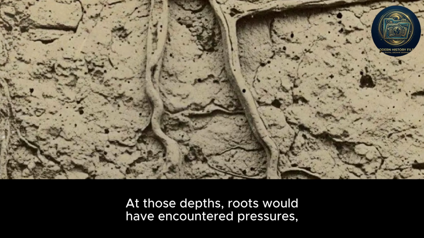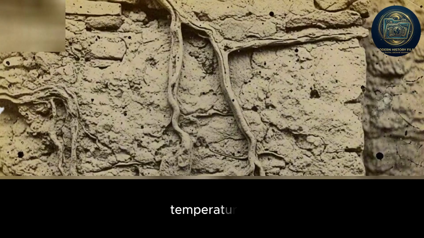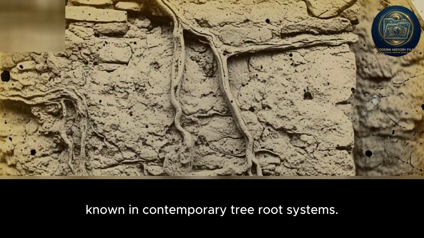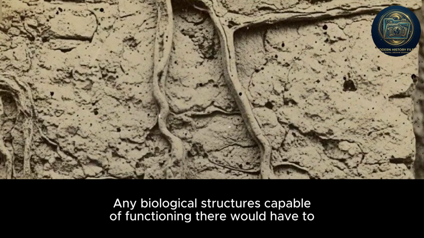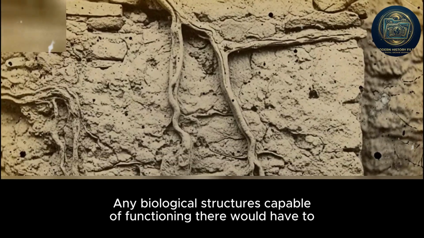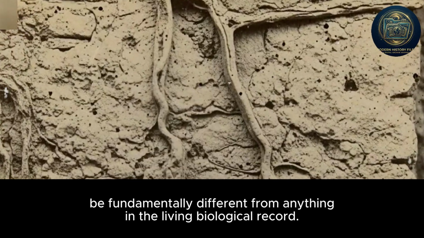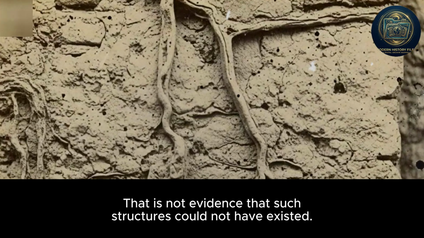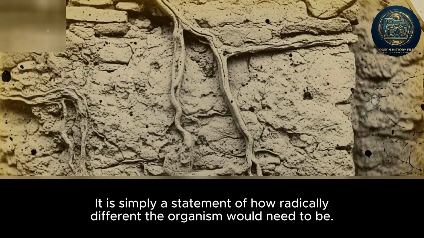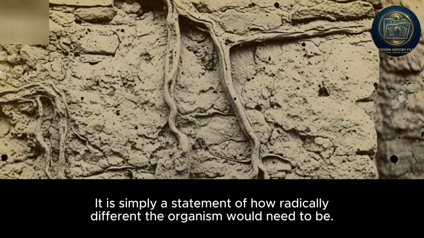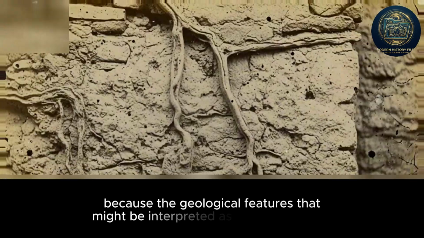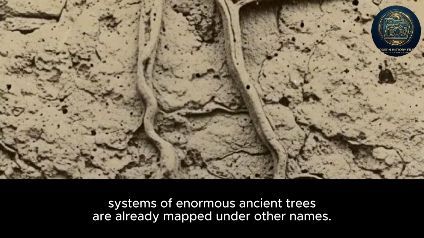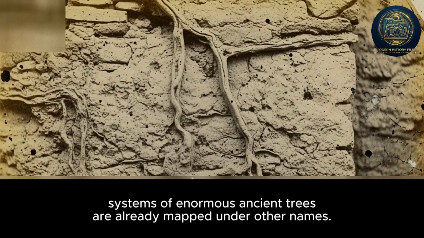At those depths, roots would have encountered pressures, temperatures, and chemical environments entirely unlike anything known in contemporary tree root systems. Any biological structures capable of functioning there would have to be fundamentally different from anything in the living biological record. That is not evidence that such structures could not have existed. It is simply a statement of how radically different the organism would need to be. And that matters, because the geological features that might be interpreted as mineralized root systems of enormous ancient trees are already mapped under other names.